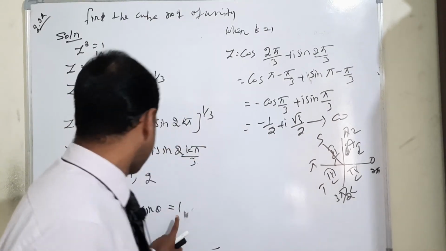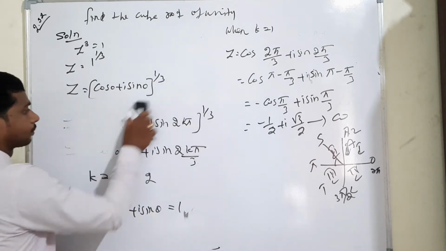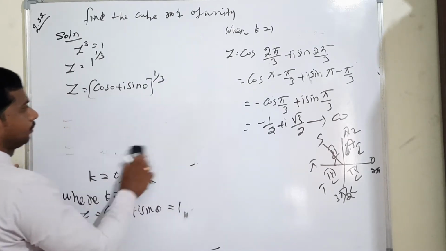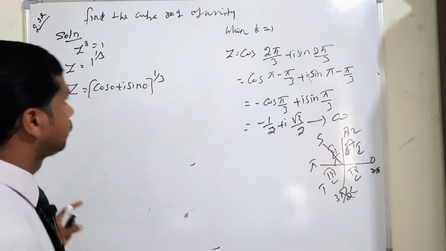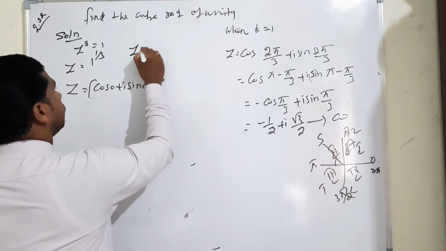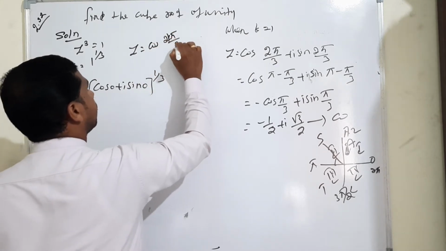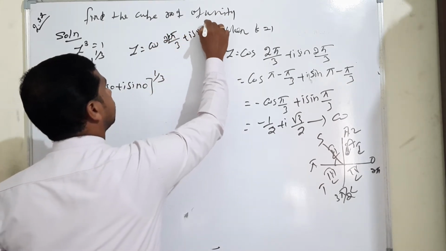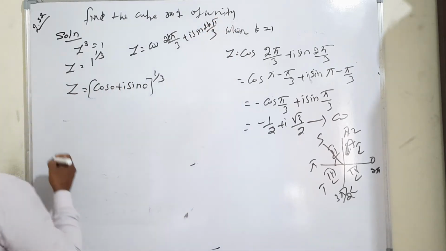Like that, first term 1, second term consider for omega, then actually what is the main term? Z is equal to cos 2k pi by 3 plus I sin 2k pi by 3, isn't it? Then k is equal to 1 is over.